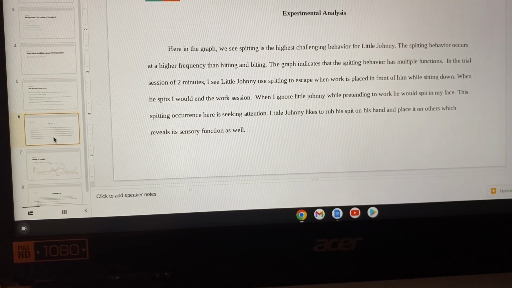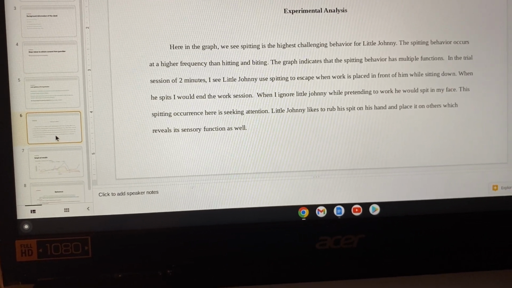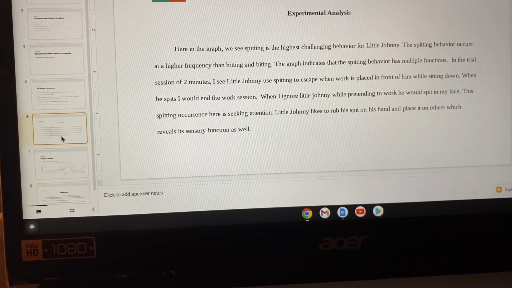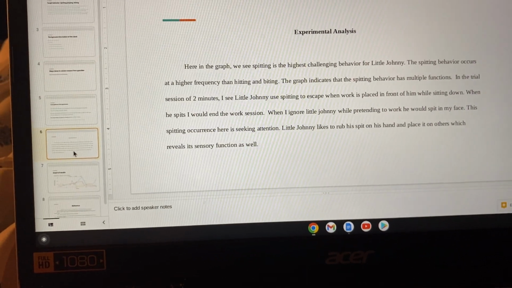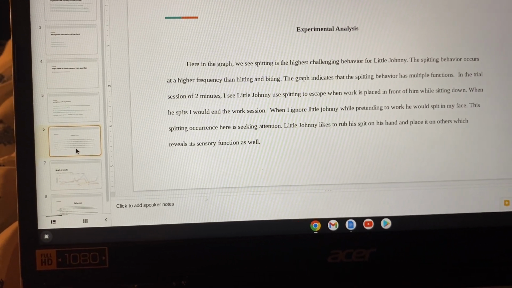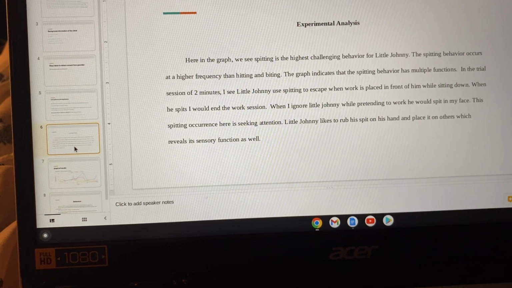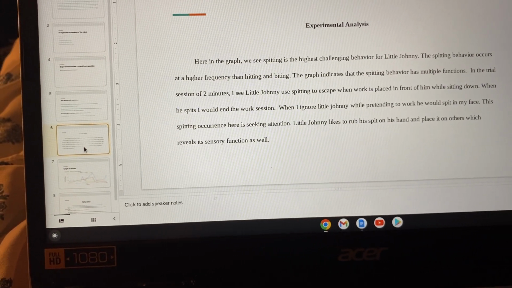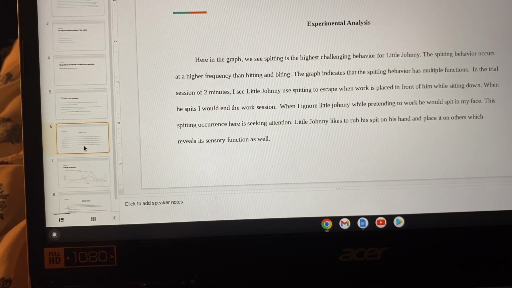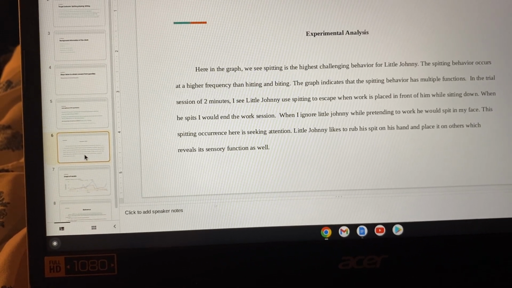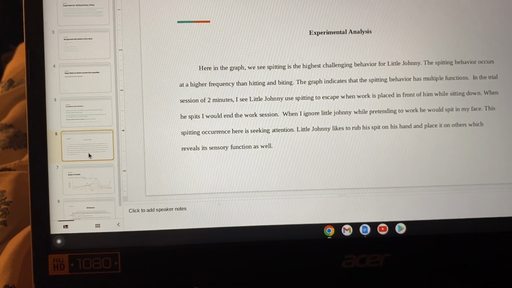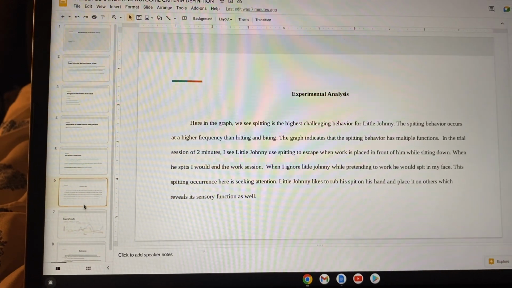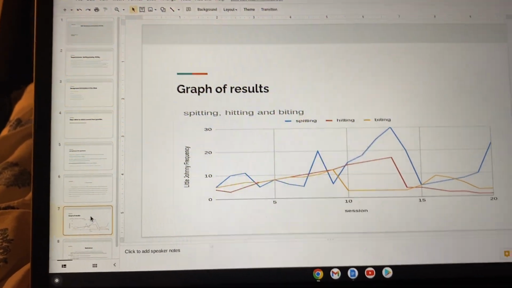In a trial session of 2 minutes, I see little Johnny use spitting to escape when work is placed in front of him while sitting down. When he spits, I would end the work session. When I ignore little Johnny while pretending to work, he will spit in my face. This spitting occurrence here is seeking attention. Little Johnny likes to rub his spit on his face and place it on others, which reveals its sensory function as well. And so here are the results.